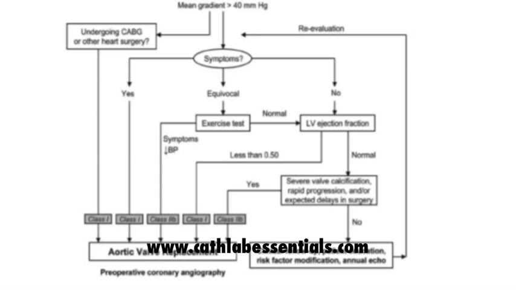If their exercise test is normal but their ejection fraction is less than 50%, they now are a class 1 indication for aortic valve replacement. If the ejection fraction is normal but there's severe calcification, rapid progression, or expected delays in surgery, we have to decide about a class 2B indication or whether they should continue on medical therapy and be reevaluated.